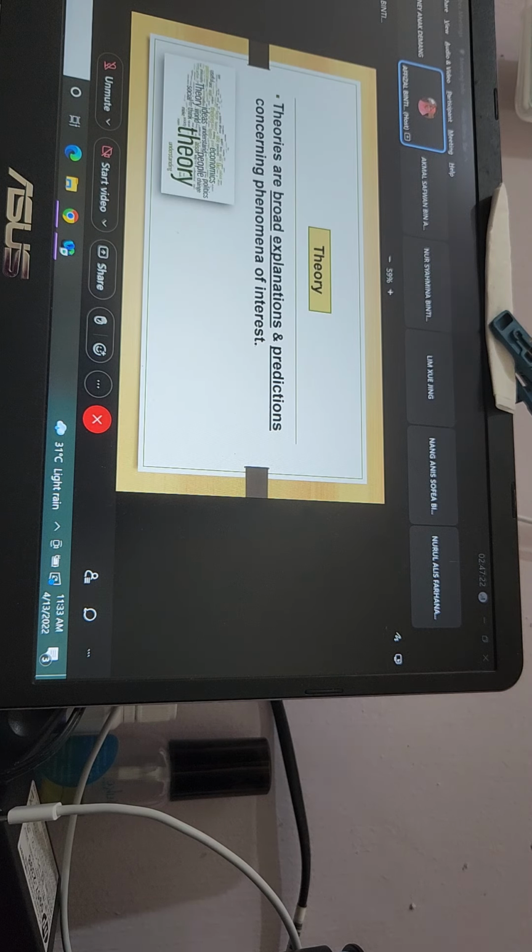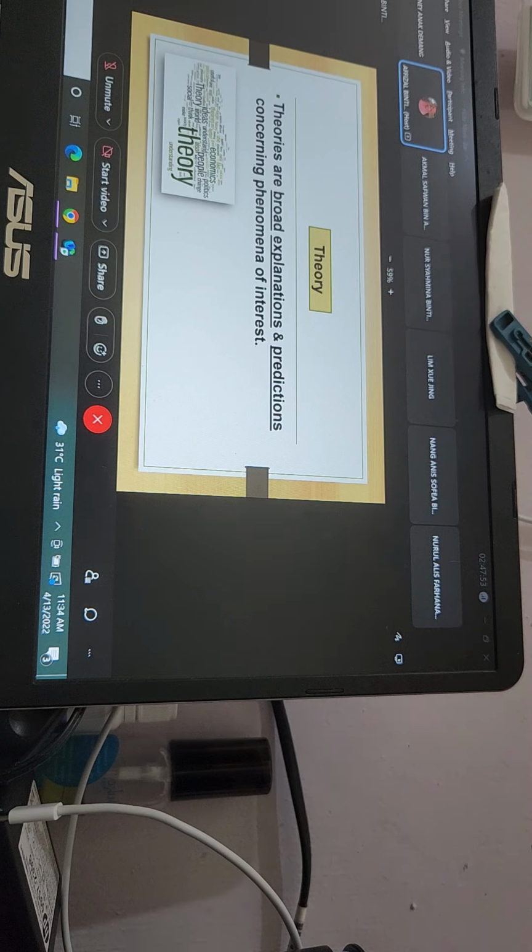So this is theory. Theories are broad explanations and predictions concerning a phenomenon of interest. When you read the theory, you can see lots of explanations which relate to your topic. Make sure that you find the correct theory. Because if you think, oh, I want to do research on stress, there are so many theories on stress. What type of stress do you want to study? Maybe you don't know yet, so you just read the theories of stress randomly.